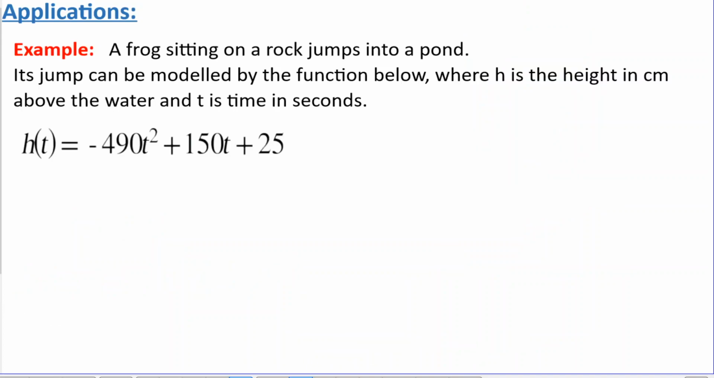Let's talk about some real-world problems now. So we have a situation here. A frog is sitting on a rock, and then it jumps into a pond. Its jump can be modeled by the function we have here, where h is the height in centimeters above the water, and t is the time in seconds.